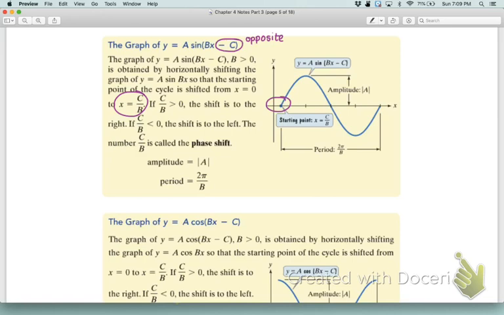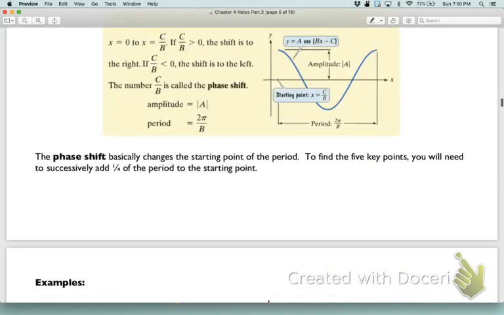The rules are exactly the same for the graph of cosine, and the process from there on out is exactly the same. We have to build our table slightly differently because it's no longer going to start at 0. We'll take the period, figure out what a quarter of the period is, and take our new starting point, which is what the phase shift calculates, and that's where we add the quarter period, add the quarter period, add the quarter period. Okay, so let's look at a couple of examples.